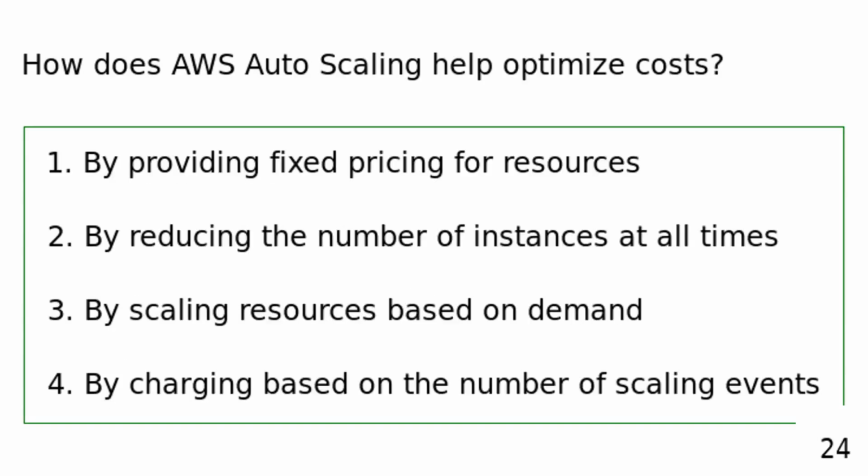How does AWS Auto Scaling help optimize costs? By providing fixed pricing for resources. By reducing the number of instances at all times. By scaling resources based on demand. By charging based on the number of scaling events.